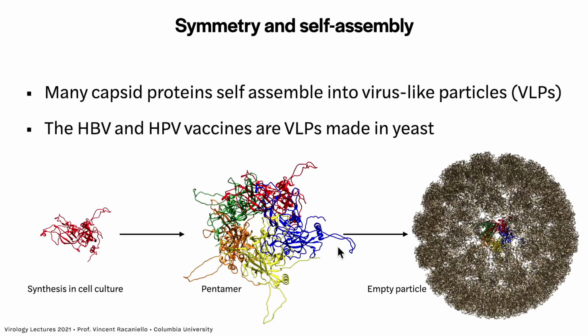It assembles into a pentamer first, 5 copies, and then the pentamers form an empty particle. And they do this on their own. It's remarkable, and we make vaccines out of this, and they work very well. These are 2 very good vaccines. So the symmetry and self-assembly we have taken advantage of to make vaccines.